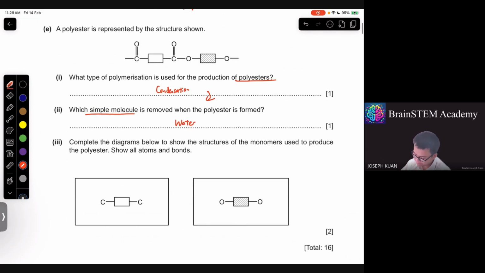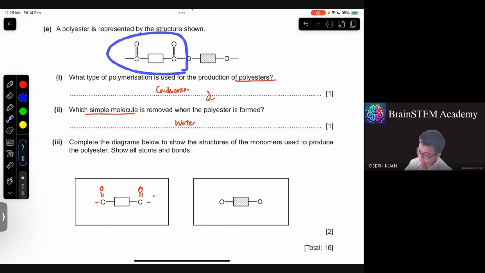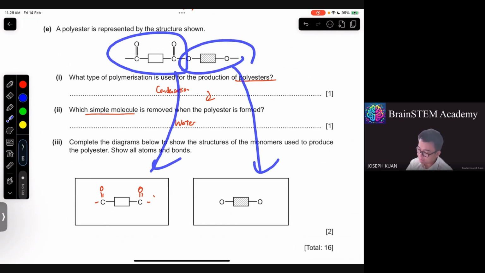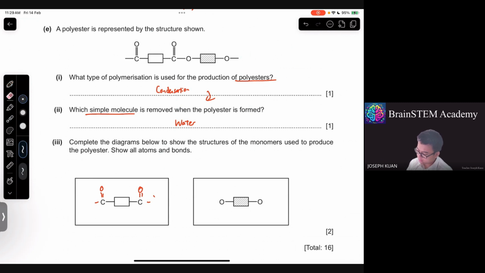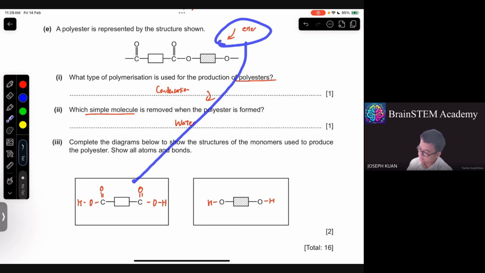Now, to draw the monomer, simply place back water molecules. So we copy the structure first. And then we fill it in with our water, which is H2O. This comes from the carboxylic acid because it's an ester. This comes from the alcohol, so OH, OH. Right, esters are formed from a carboxylic acid and an alcohol.